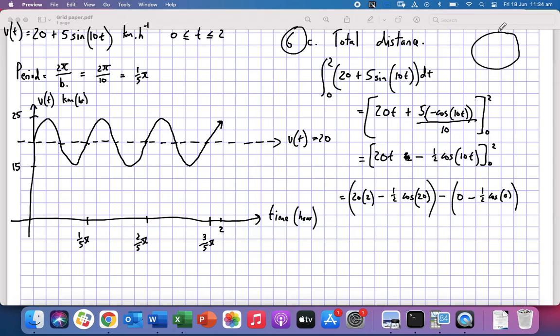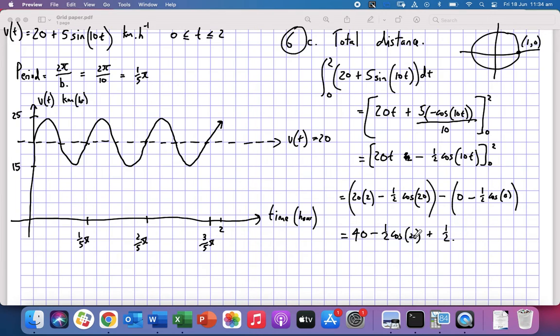And remember, cos 0 is not 0 like sine. If I've got a little unit circle, cos of 0 is in here, where the unit circle starts. Yeah. So that's 1. So there'll be minus 1/2 times 1. That's minus 1/2. You're going to get minus 1/2. That'll be plus 1/2 at the end. This bit here I'll need a calculator for. So it ends up being 40 minus half cos 20 plus 1/2. Right?